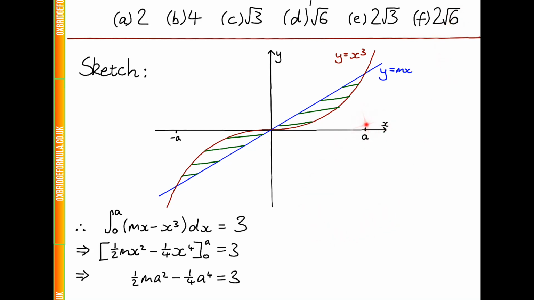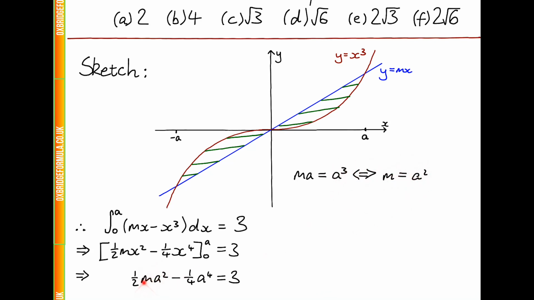Well, we've just defined a as the point at which the curve y equals mx and the curve y equals x cubed intersect. So therefore m times a must equal a cubed, because that's the value of y at this point. And if we divide both sides of this equation by a, that's just the same as saying that m is equal to a squared.